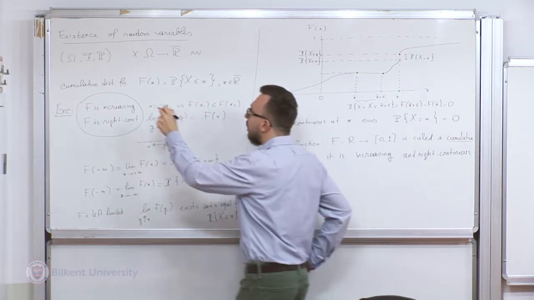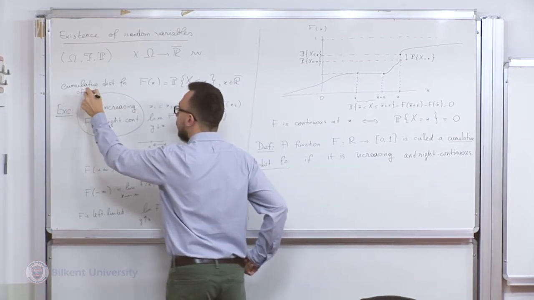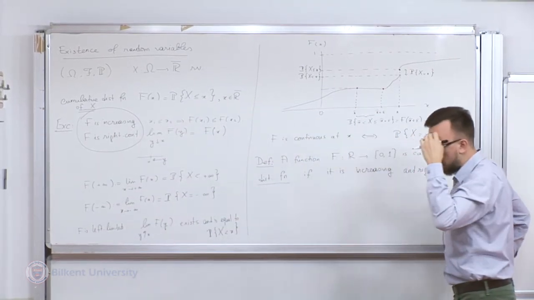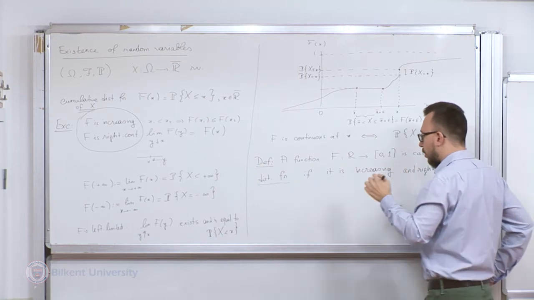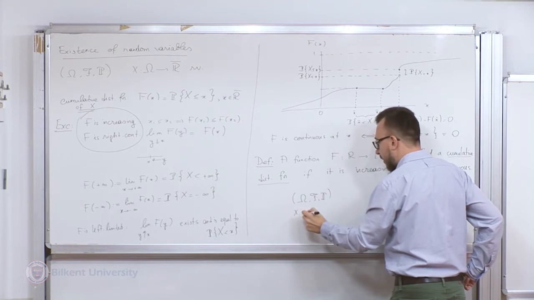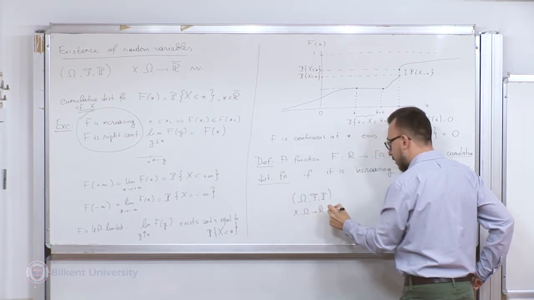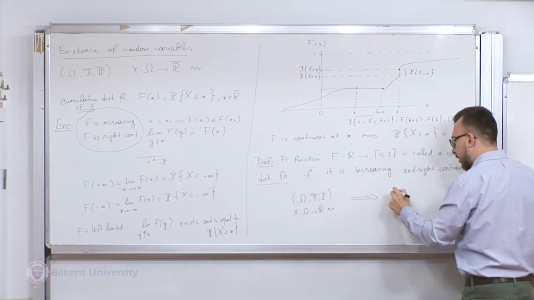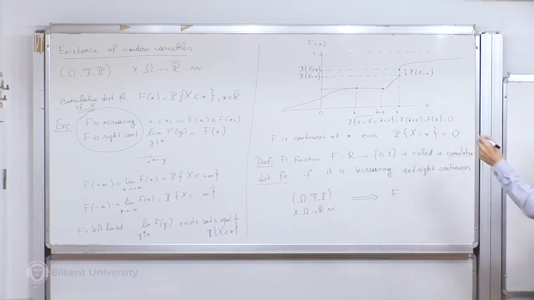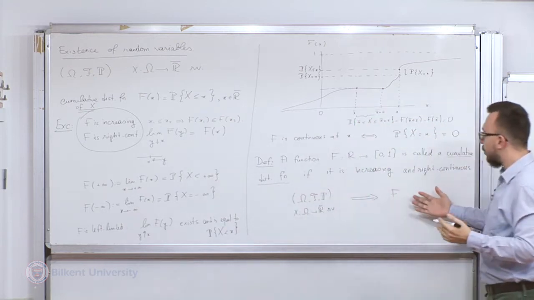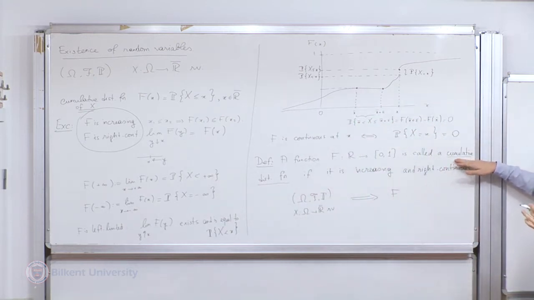Let me add here: cumulative distribution function of X, okay? Of X. So if you have some probability space on which you have a numerical random variable, then we know that its cumulative distribution function, F, is well defined by this definition, right? And it is a cumulative distribution function according to this new definition. It is right continuous and increasing.